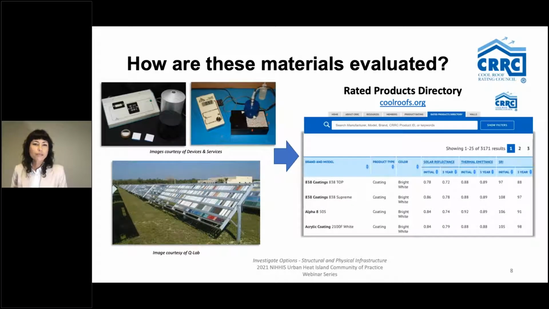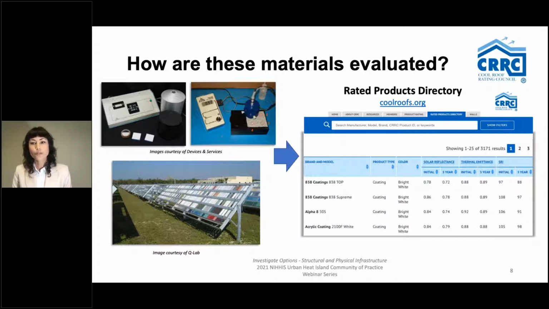So how are these materials evaluated? Well, the CRC has a product rating program that enables manufacturers and sellers to obtain radiative performance ratings for their roofing products, and starting this coming January for exterior wall products, which are then published on the CRC's Rated Products Directory and on CRC product labels.